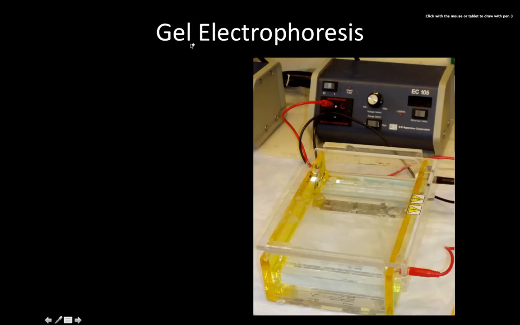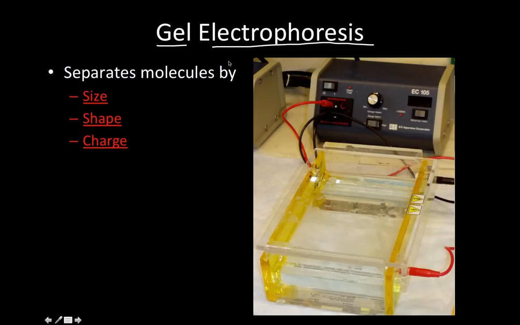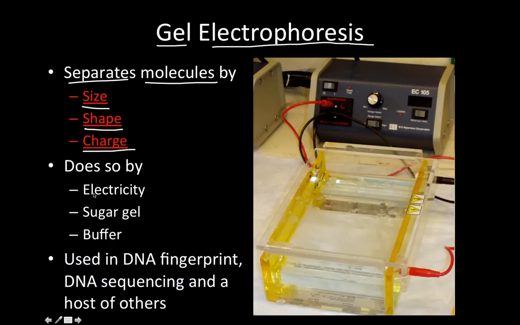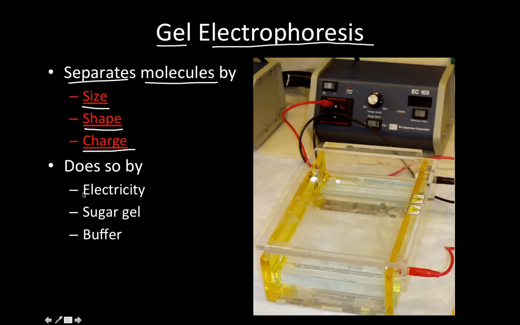Our next piece of biotechnology is gel electrophoresis. Very, very important. And the thing that we have to know about gel electrophoresis is this guy right here. Gel electrophoresis separates molecules by size, separates molecules by shape, and separates molecules by charge. If we learn nothing else from this video, make sure that we know that gel electrophoresis separates molecules by size, shape, and charge. It does so by electricity, a sugar gel, and a buffer.